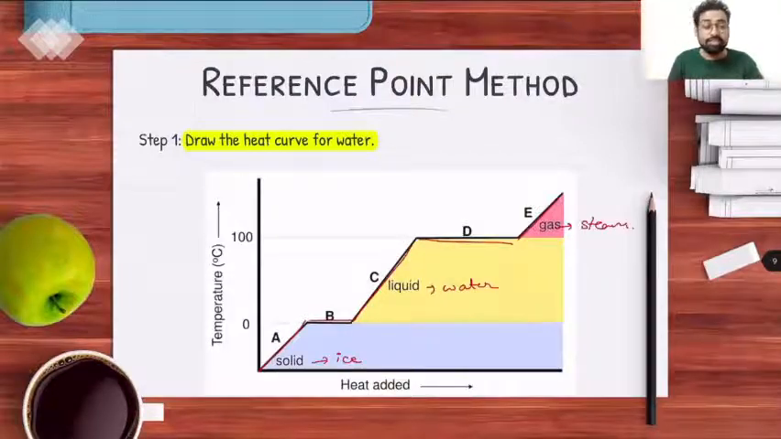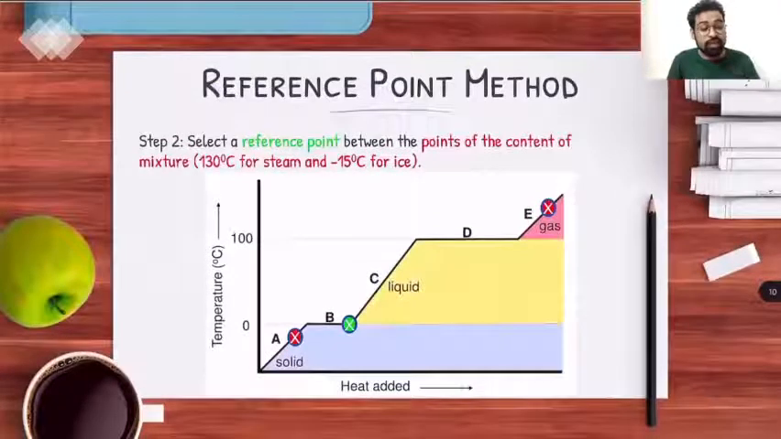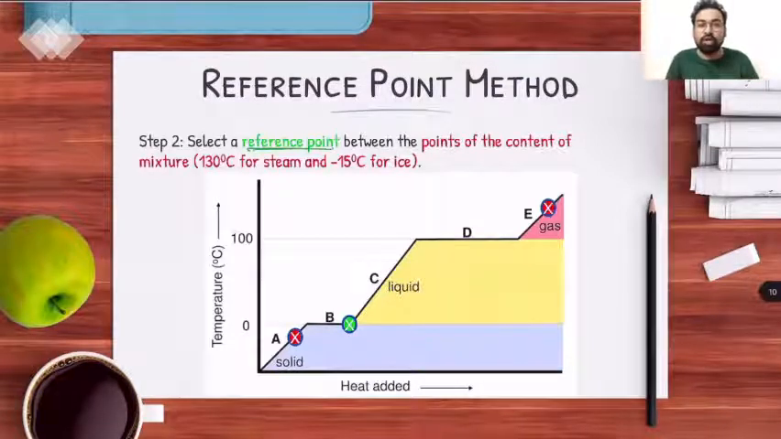Now, what was the step 2 for us? The step 2 said to us that we need to select a certain reference point. Where exactly should this reference point be? It should be between the points where the contents of the mixture are present. So first of all, I'll see where exactly the contents of this mixture are.